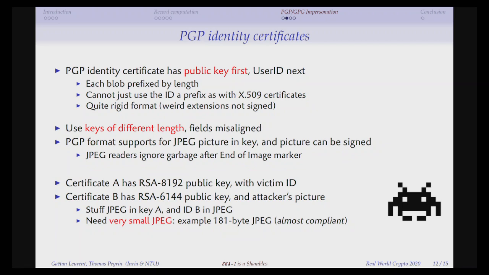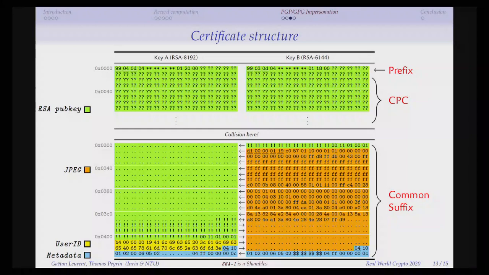And the second trick we use is we're going to create a key with a picture in it, because the PGP format allows you to have a picture in your key, and this picture can be signed together with the key. And the picture is a JPEG picture, and the good thing about JPEG is you can put random garbage at the end, and it will be mostly ignored. So this is what we did, and the structure of the certificates looks like this.